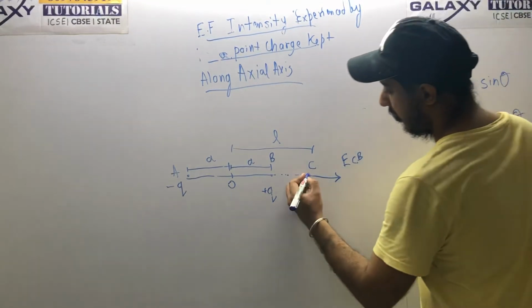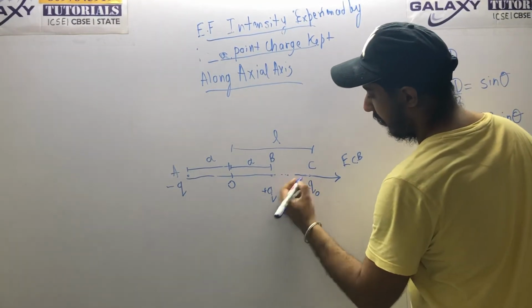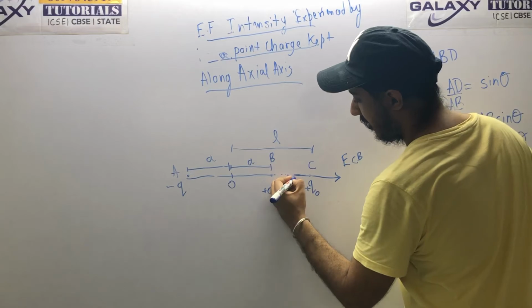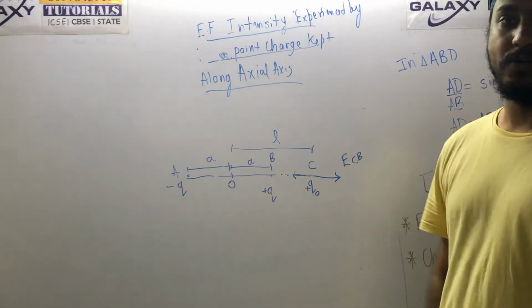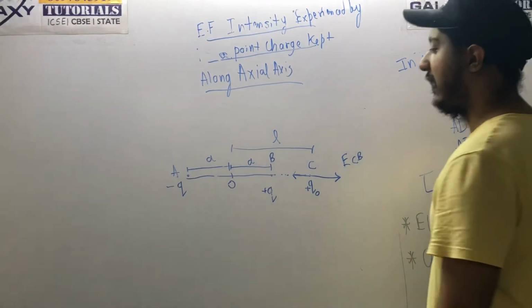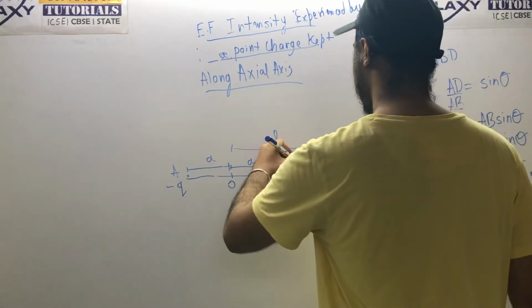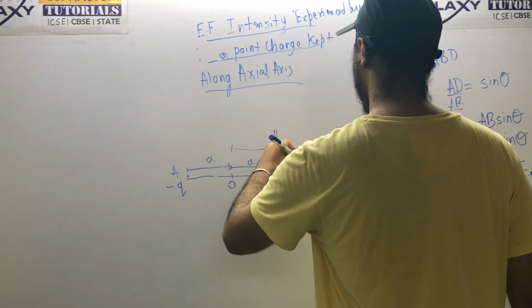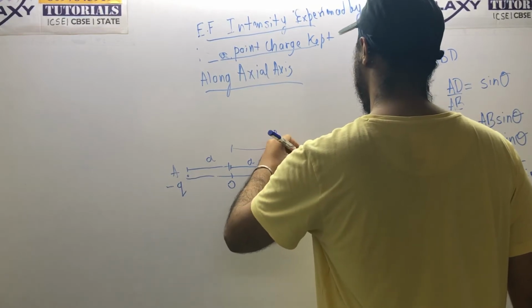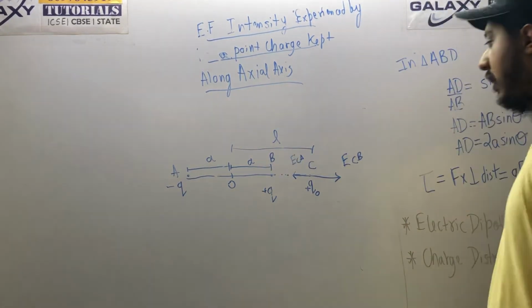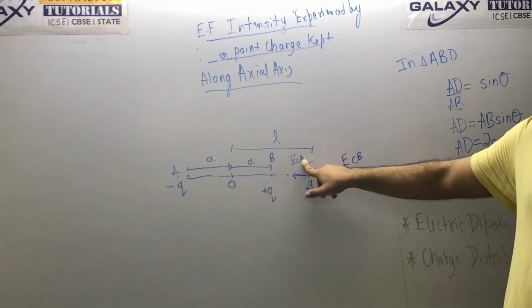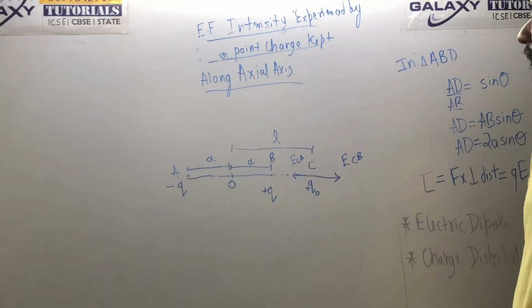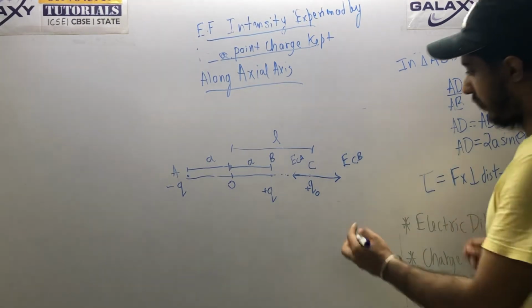So there will be an electric field. It will be attracted to this minus q due to the electric field due to this charge. Okay, and I will give it a name, ECA. Okay, ECA means electric field on C due to point A. Okay, so you must have noted one thing here.